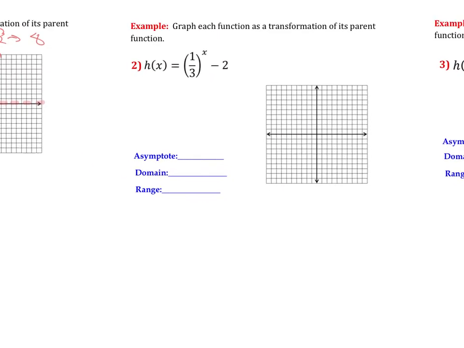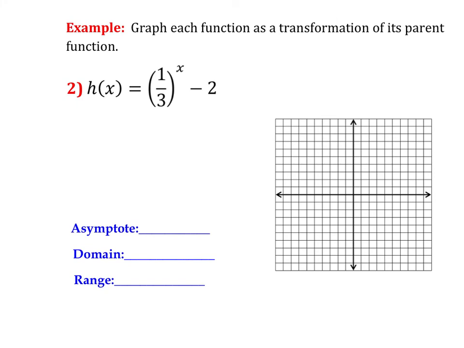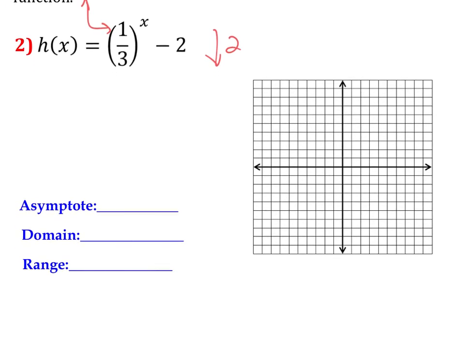Let's take a look at another one. We have 1/3 to the power of x, minus 2. So the fact that it's a 1/3, I know it's going to be decay, and I know it's going to go down 2. These graphs typically look like the following. We have our asymptote on the x-axis, and the y-intercept is at 1.